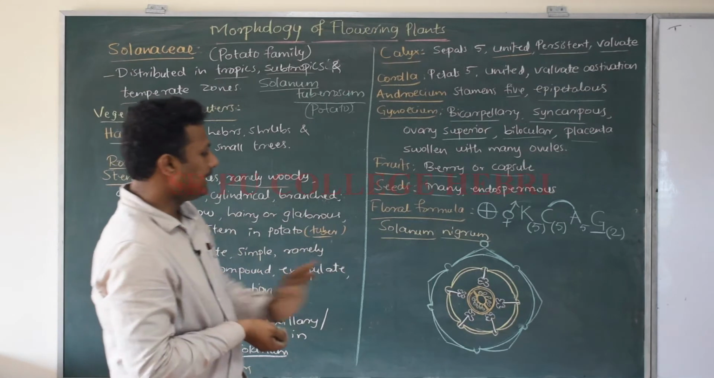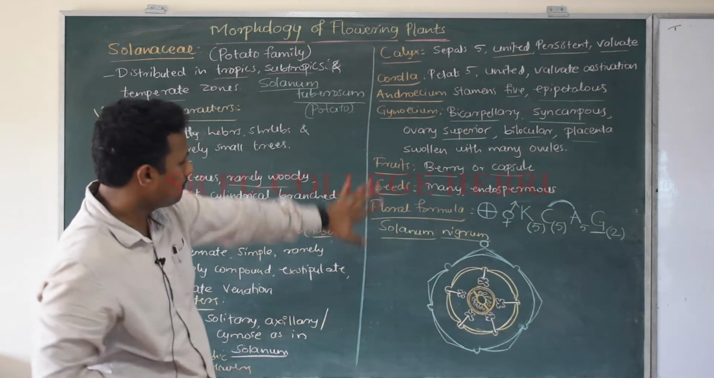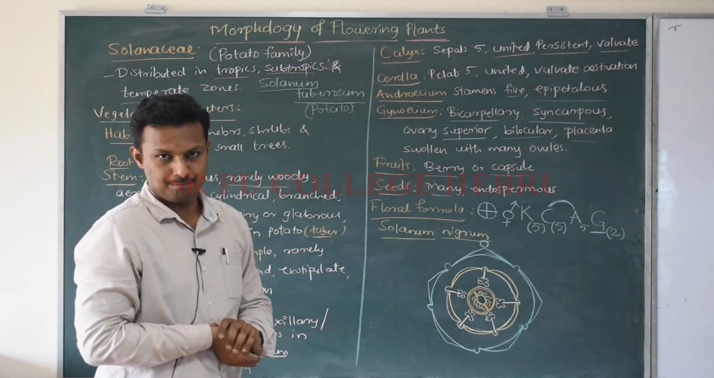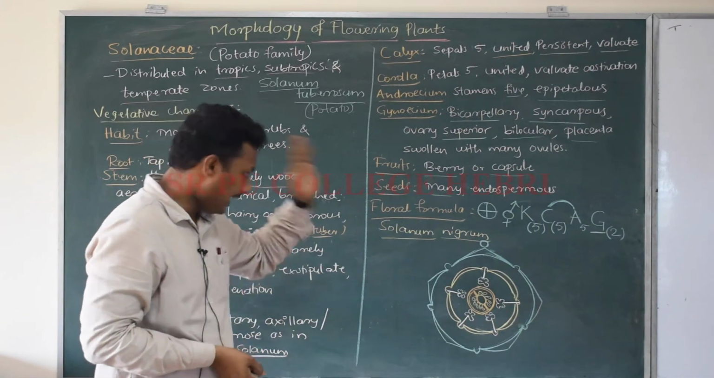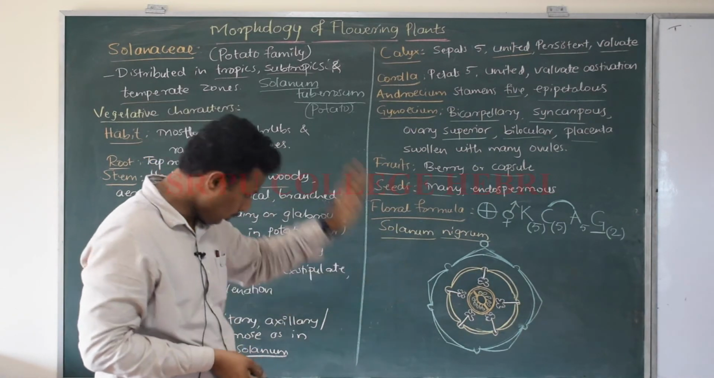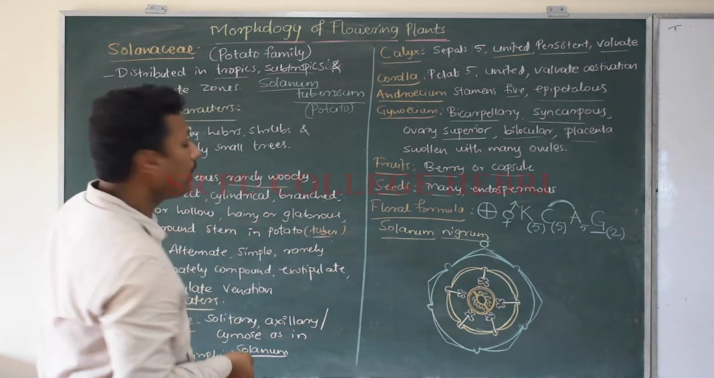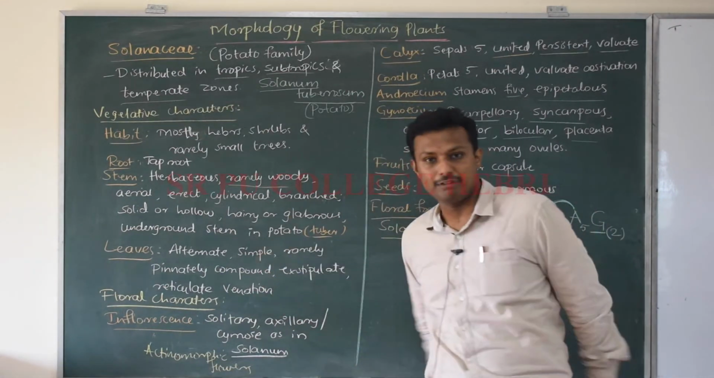Now, this completes the floral formula and floral diagram, and with respect to the other characteristics of this particular family, Solanaceae. Okay, you need to write how to draw the floral formula and floral diagram. It is very important for 5 marks. Only floral formula and floral diagram can be asked for 5 marks, or they may also ask you to write the important characteristics of the family Solanaceae.